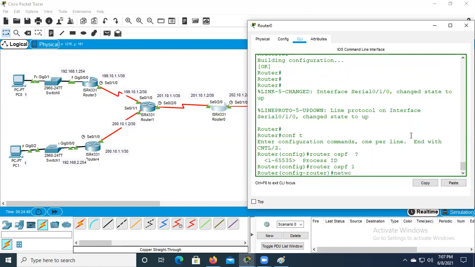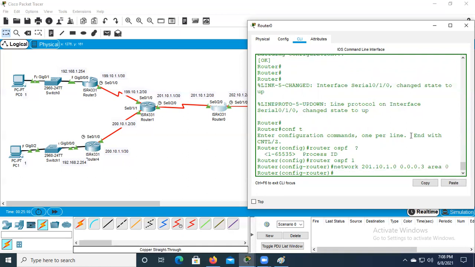Router ospf 1. I have two networks here. The first is the network 201.10.1.0 with the wildcard mask 0.0.0.3, which corresponds to the subnet mask 255.255.255.252, and it must be advertised in area 0. For the network ID, you can type the subnet mask or the wildcard mask, no problem. The area ID comes after.